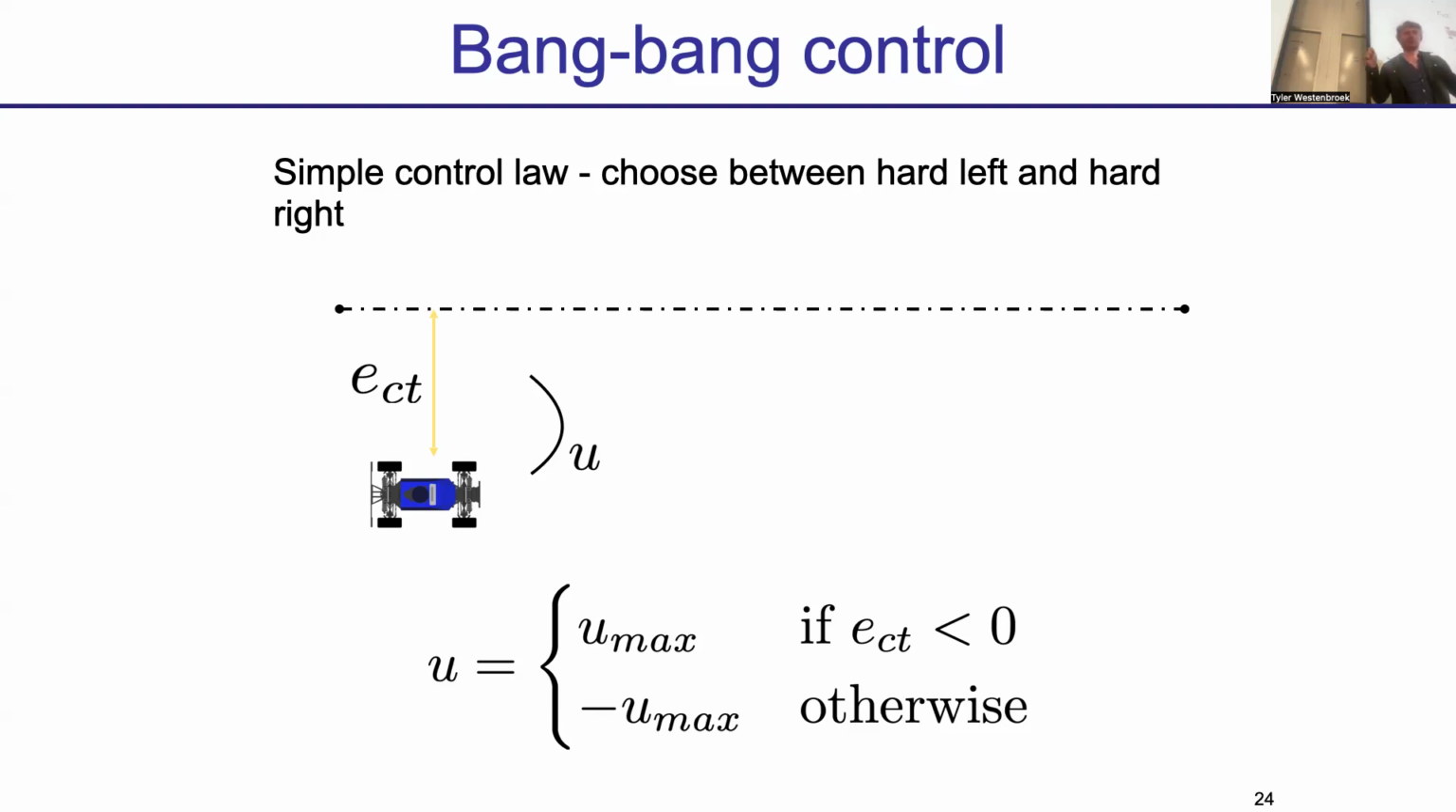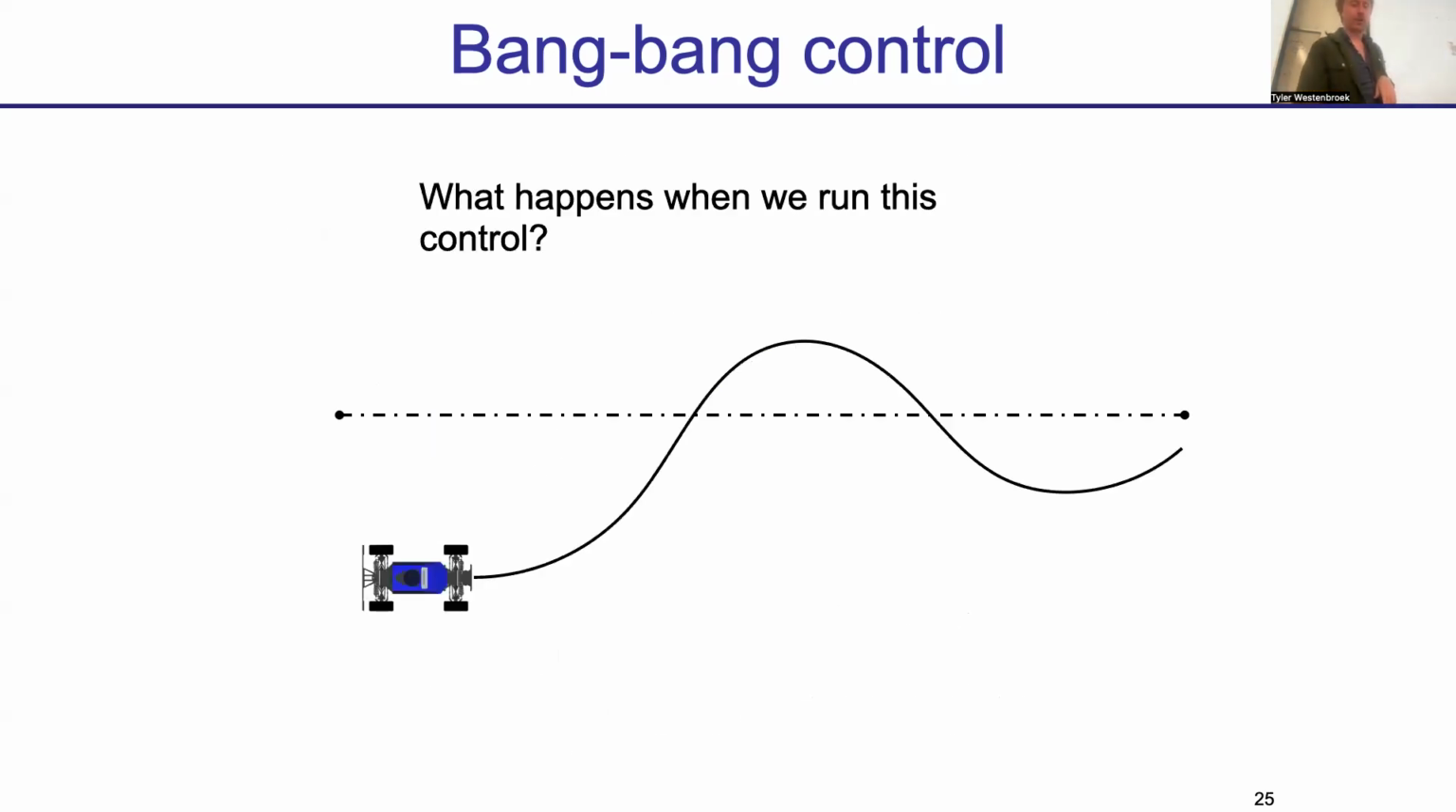Does anyone have any thoughts on why this is a terrible idea? You swing left and then you cross the line and then you have to swing right again. And then you have to swing left again. Yeah, exactly. So you're going to be oscillating all over the place. You're not going to actually drive your error to zero. You're going to end up doing something like this. For a lot of systems, this will destroy your motors. And if you think about driving a car and swerving back and forth as fast as you can, what happens to your car?